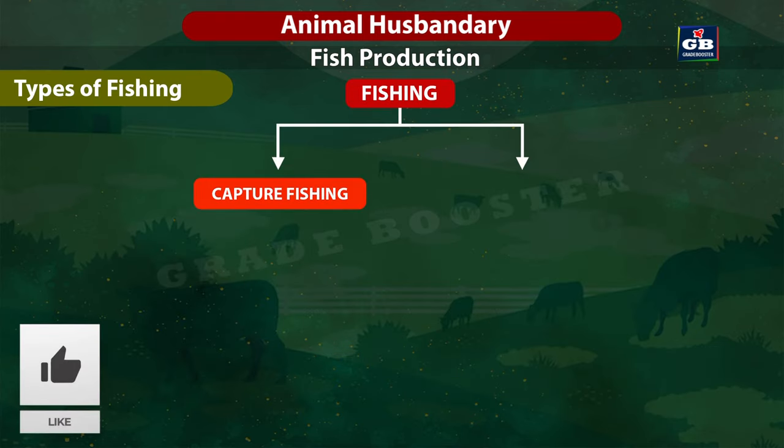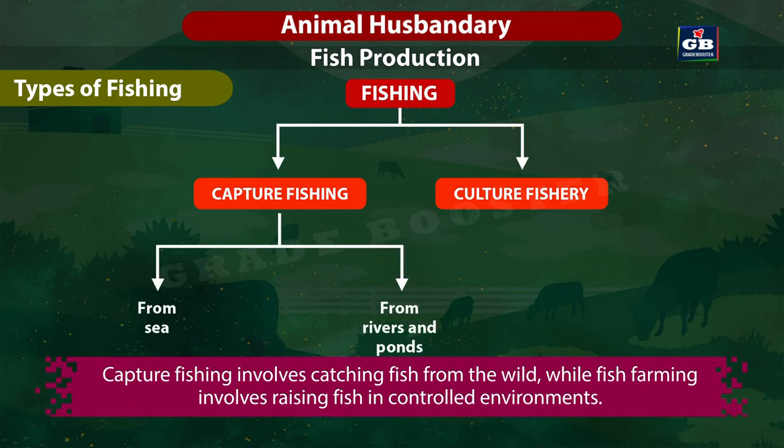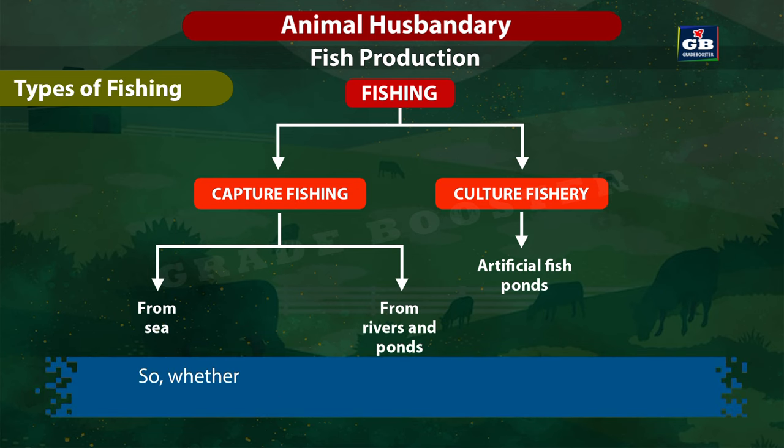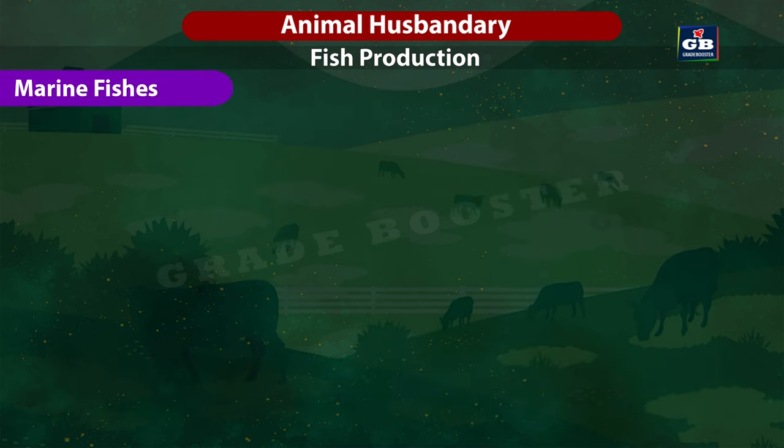One, capture fishing from natural sources, and two, fish farming, known as culture fishery. Capture fishing involves catching fish from the wild, while fish farming involves raising fish in controlled environments. So whether it is fishing in the ocean or growing the fish in the ponds, both methods contribute to our fish supply for food.